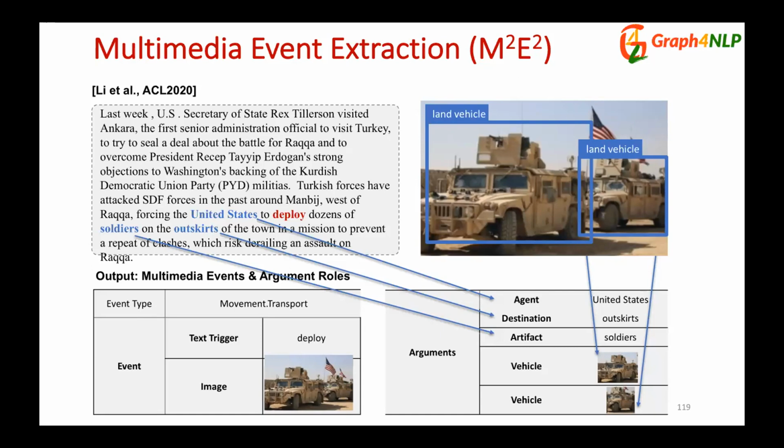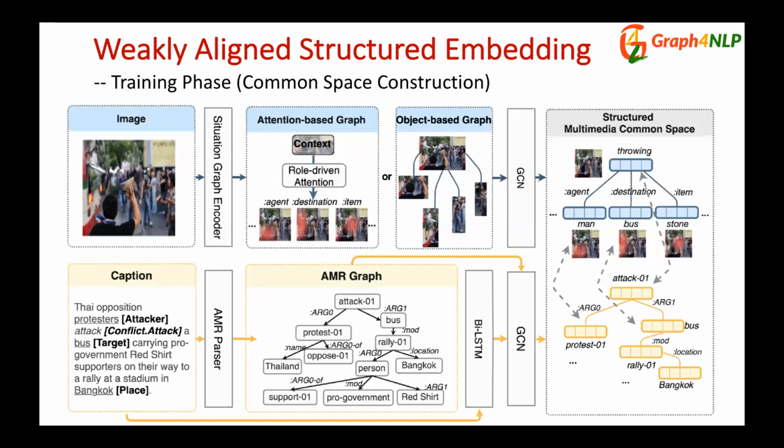So the task here is not just to convert this natural language into a knowledge base or into a graph, but we want to get the information from images as well. For example, here, two vehicles are only presented in the image. So we want to populate this event table by merging these arguments. Like I said, because we're lacking the training data for images, the goal here is to merge the image representation and this sentence representation into one common space.